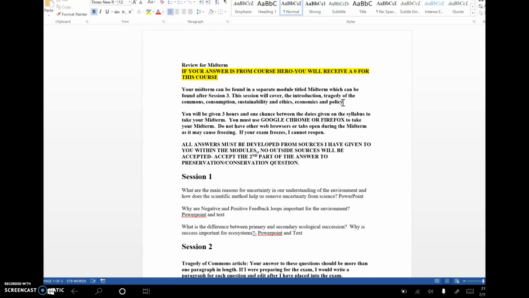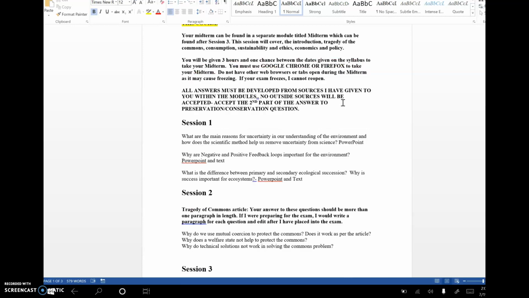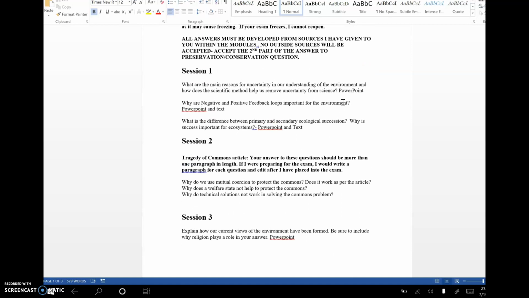So let's walk through this. What are the main reasons for uncertainty in understanding the environment, and how does the scientific method help us remove this uncertainty? This one is found in the PowerPoint, and so you need to talk about what are the main reasons, and I will give you a hint. There's an individual by a weather map that will help you into that kind of area. And it is all about the fact that there's a lot going on. We're ignorant, the complexity of it. There's a lot of issues with why we are uncertain about what's going on.